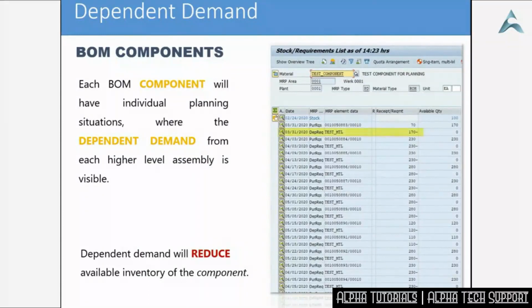As you see here, a dependent demand signal coming from test material indicates that 170 eaches are required for this test component on March 31st. That is because of the forecasted demand or the actual customer orders in the system for the finished assembly. At this point, whether there's enough inventory available for the component on that date is not really the point. Let's just consider the relationship between the independent demand signal responsible for the dependent demand signal.